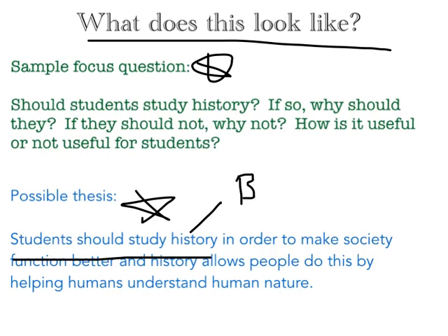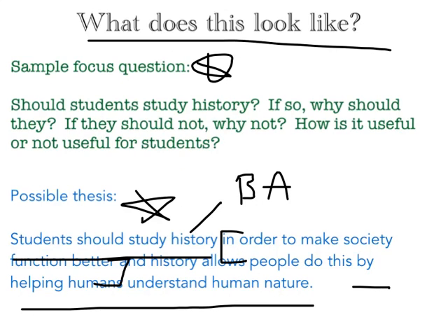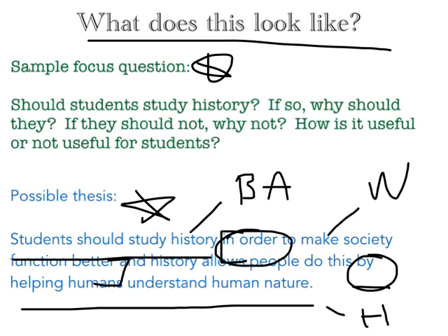So here I have my basic argument: students should study history. All right, and then you see here is my why, because it starts with "in order to make society function better." And then my how: history allows people to do this by helping humans understand human nature. So you see the operative terms are "by" and "in order to." All right, so we've got the basic argument, we've got the why, and we've got the how. So this is a sample of what that looks like.